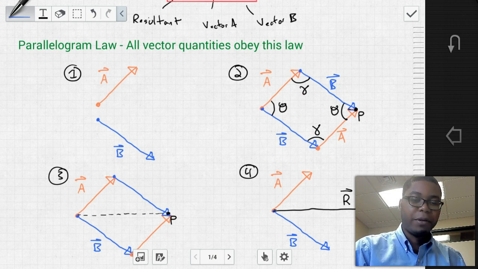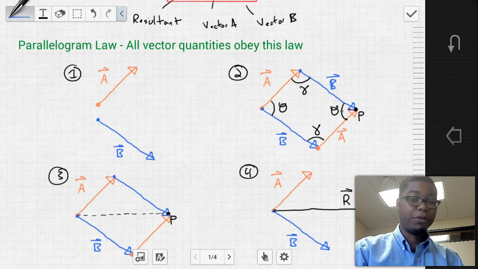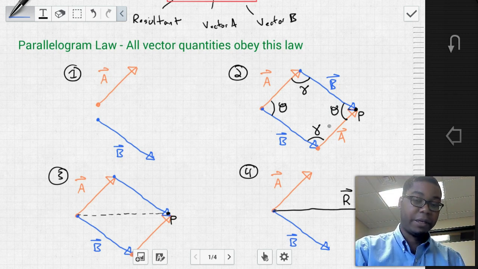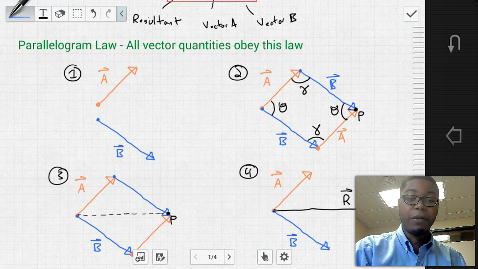Now, once we've created this parallelogram, we'll notice certain things. In particular, the angle between A and B is going to be the same in this opposite corner. And from that, we also find that the angle gamma in these two corners will be the same. This is a useful property that we can exploit later on when we're trying to solve problems and determine the orientation of the resultant vector, or the orientation of a vector that we are given, but we don't know the exact orientation.